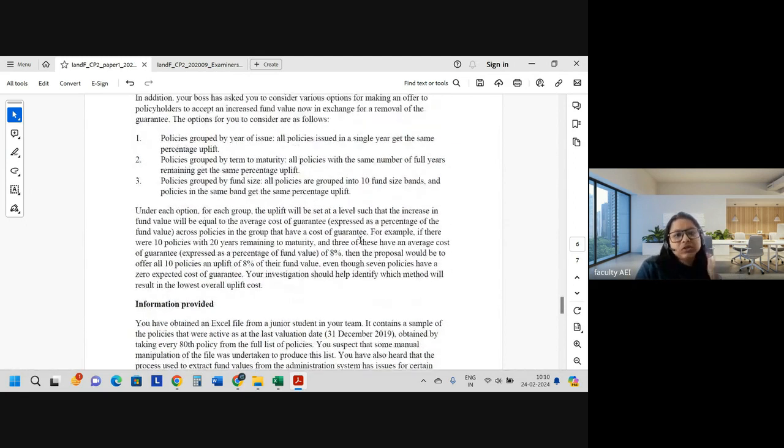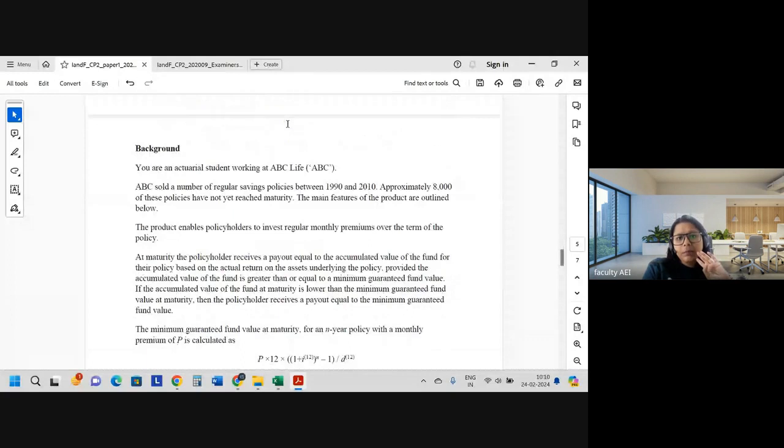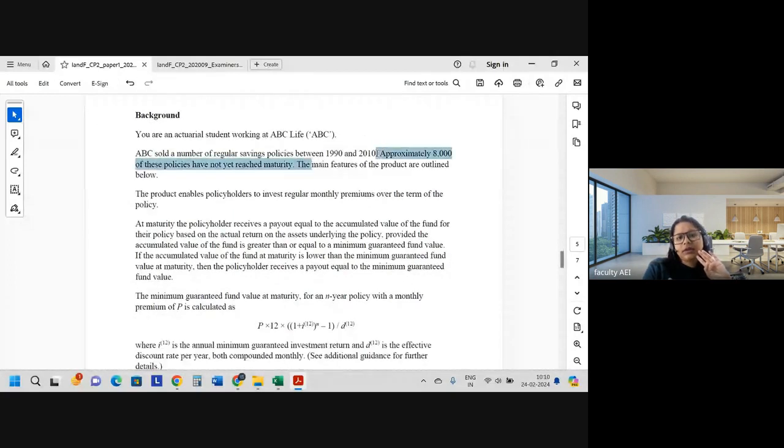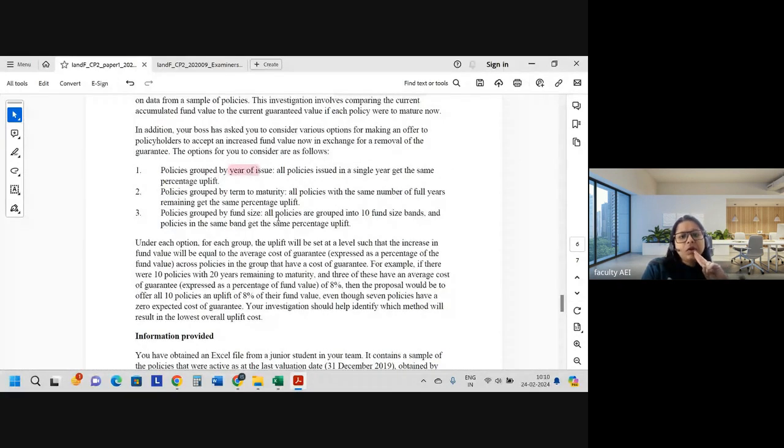These are the three options we are considering: policies grouped by year of issue, whenever the policies were issued. So it's grouped according to the year, 2016, let's suppose 2015, whatever. I think policies were issued long back, between 1990 and 2010. So it's accordingly grouped in these 20 years. All policies issued in a single year will get the same uplift.